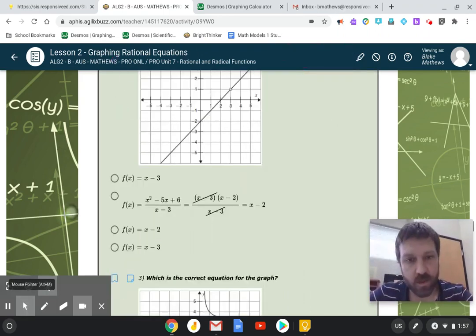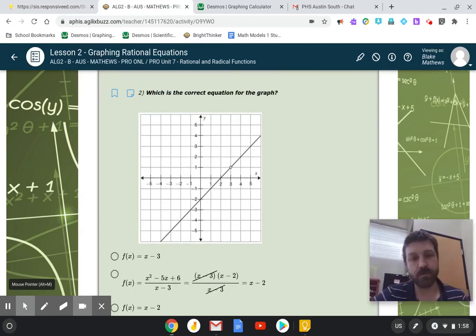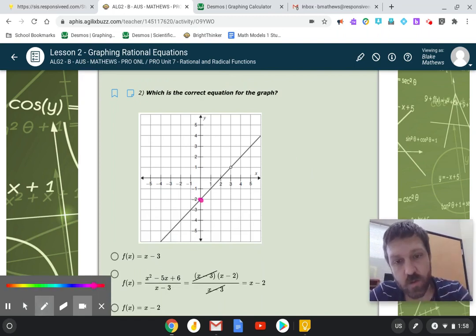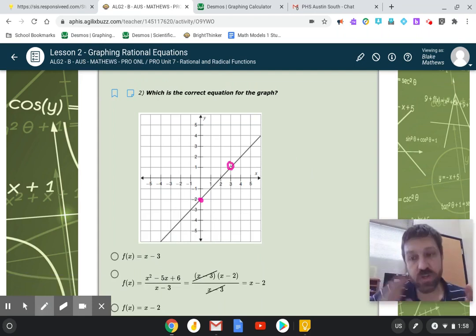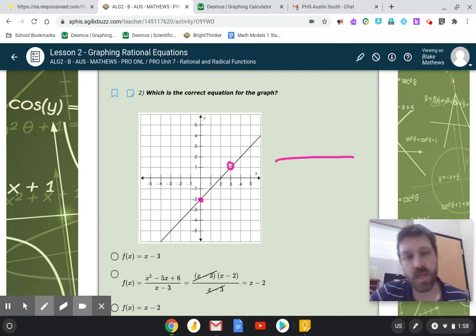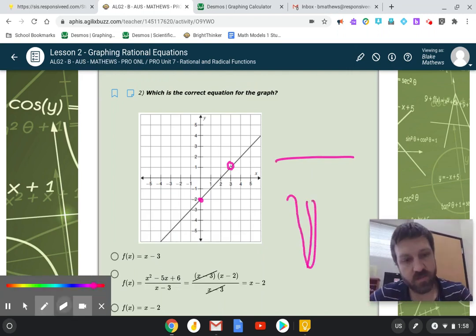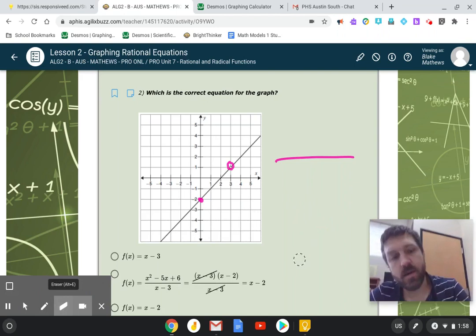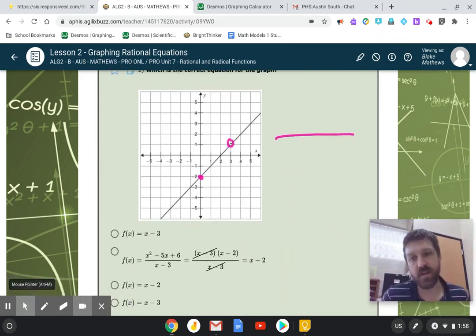All right, let's see if there's another one like that. Yes, there is. Which is the correct equation for the graph? Okay, I can see there's a graph. It crosses at negative 2 on the y. It has a gap at 3, which tells me that my denominator needs to not be able to equal 3. So they actually make this pretty easy on us, because you really only have one option that makes any sense.